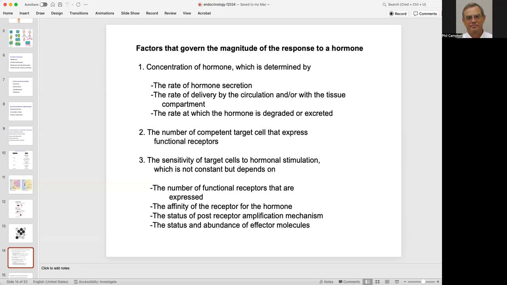Now, next is the number of competent cells that have functional receptors. So you already know that. I've already explained to you that a cell cannot sense or respond to a hormone unless it has an appropriate receptor, as well as all the post-receptor machinery to act on that binding interaction. That's what a competent cell is. A competent cell means you have receptors that recognize that hormone and can respond with a change in cell behavior, right? The third aspect is sensitivity of the target cells to the hormone stimulation.